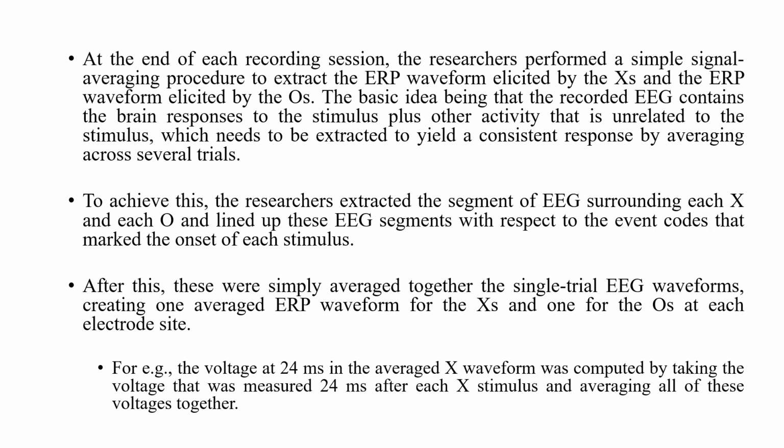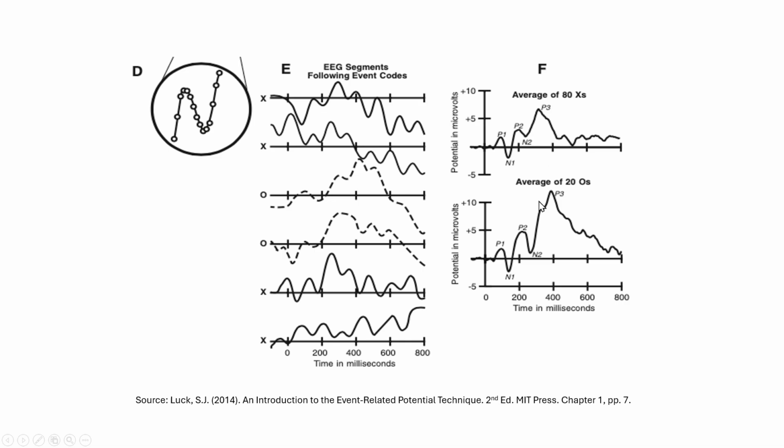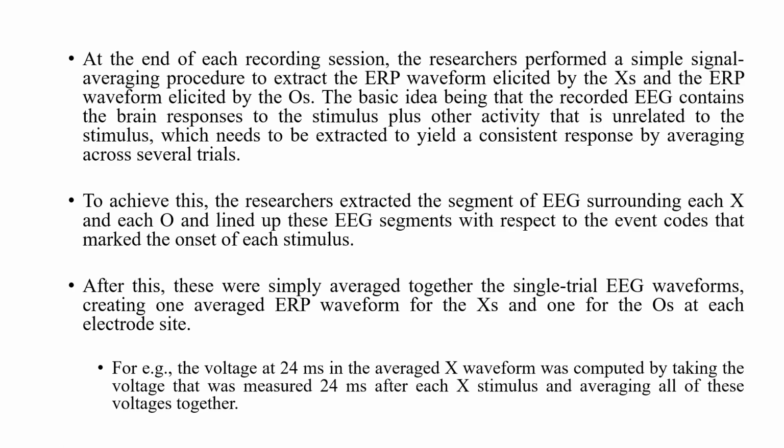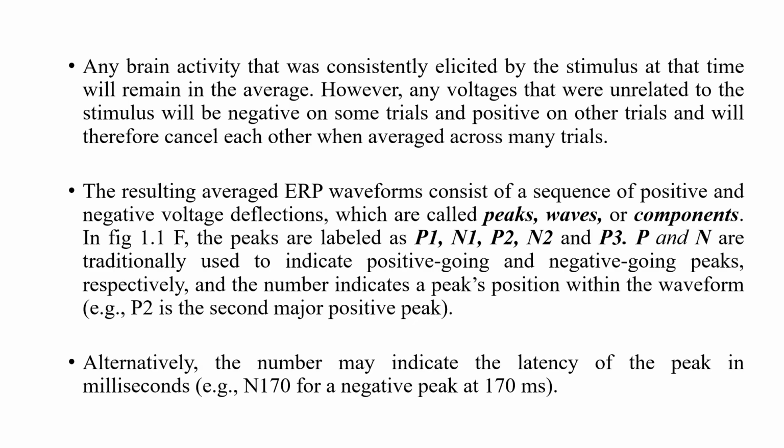After this, these were simply averaged together over the single trial EEG waveforms, creating one average ERP waveform for the X's and one average ERP waveform for the O's at each electrode site. So, this is what you can see at each electrode site. You get a particular waveform for X's and another particular waveform for the O's. For example, the voltage at 24 milliseconds in the average X waveform was computed by taking the voltage measured 24 milliseconds after each X stimulus and averaging all of these voltages together. This is just a processing convention on how this data is cleaned.